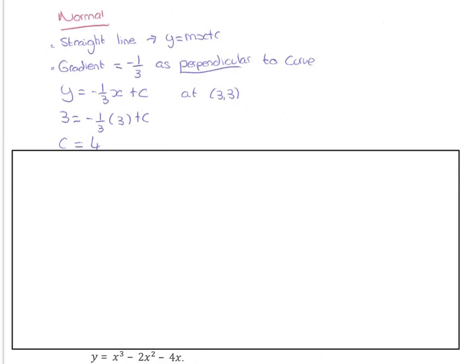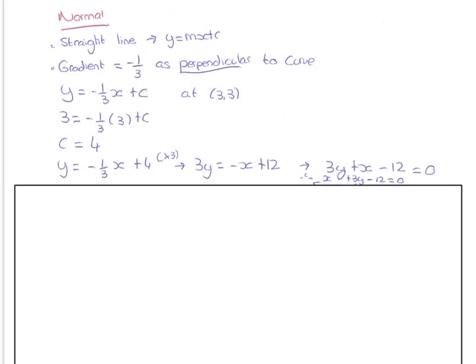And finally, once we've got c, then we can fill it into our equation for y equals mx plus c, leaving the equation in terms of x and y. And we get y equals minus 1/4 x plus 15/4.